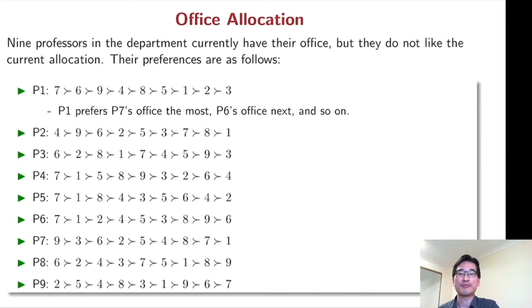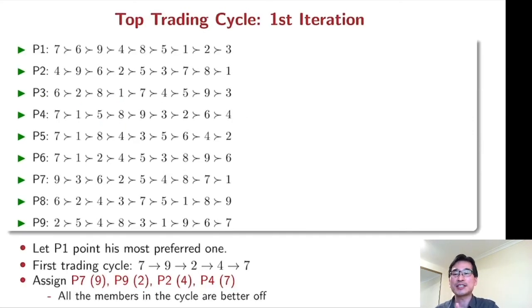So this is our example of office allocation. We have 9 professors in the department. They already have their own office, but they do not like the current allocation. Their preferences are as follows. For instance, Professor 1 prefers Professor 7's office the most, and Professor 6's office next, and so on. Okay, so let's have Professor 1 point to his most preferred one. So P1 is going to point to 7's office.